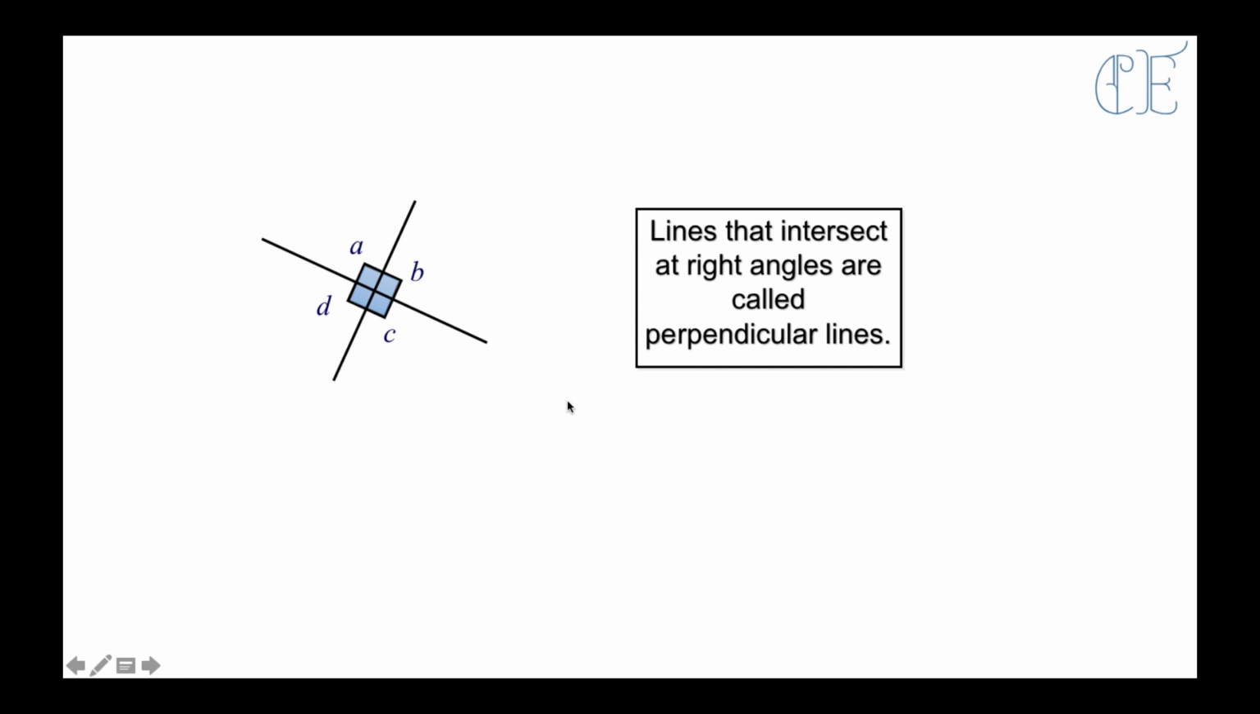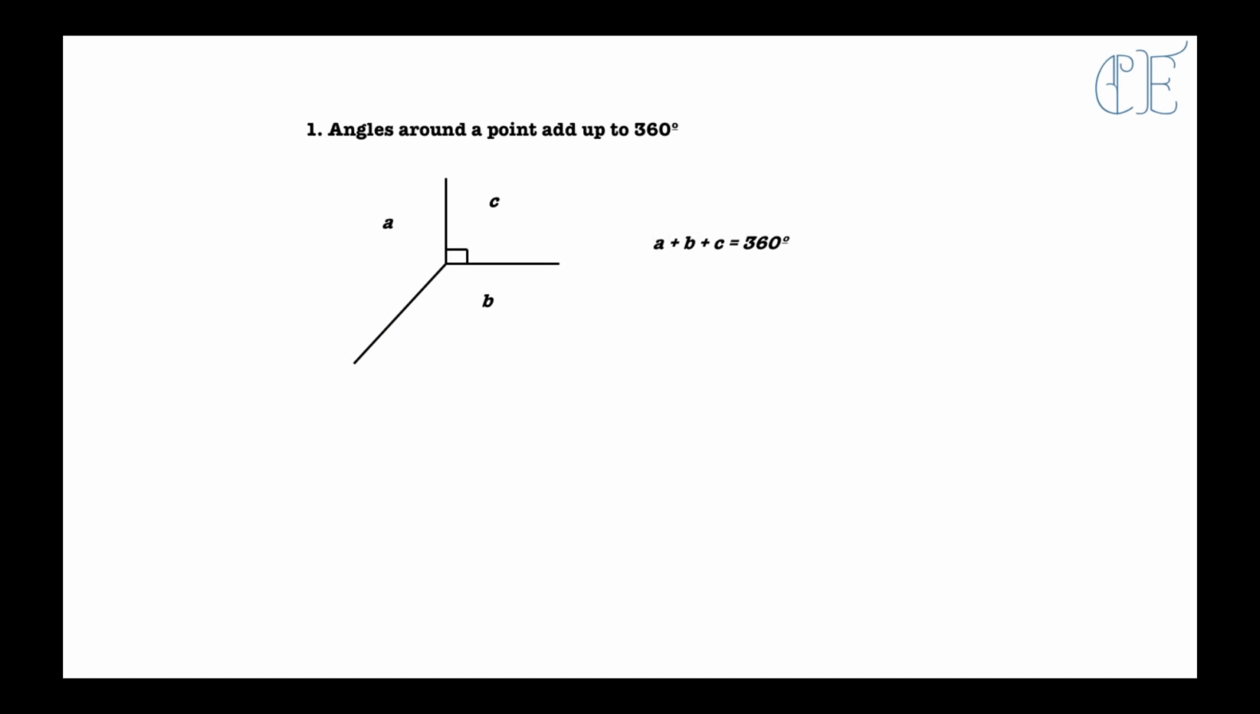These types of lines here are perpendicular lines. Lines that intersect at right angles are called perpendicular lines. You could also say that the wall is perpendicular to the floor because the wall is at a right angle to the floor.